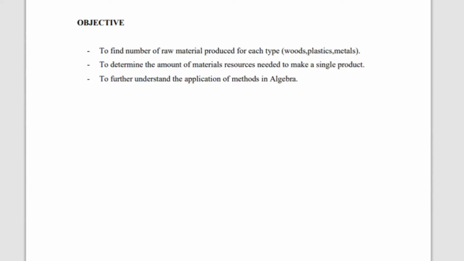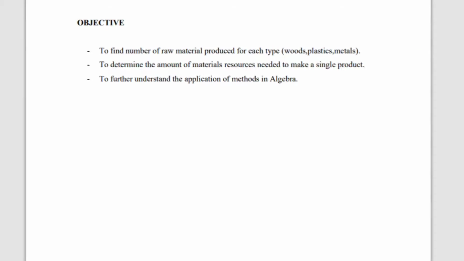Okay, our first objective is to find number of raw material produced for each type, which are woods, plastics, and metals. To make a product, we should know the quantity of wood, plastic, and metals that needed to make sure the raw materials that we can produce. The second one is to determine the amount of material resources needed to make a single product. To fulfill the demand of a product, the amount of material resources should be the priority to start a product, and we can apply algebra method to calculate the amount of material resources.